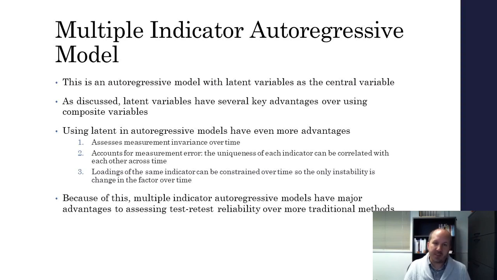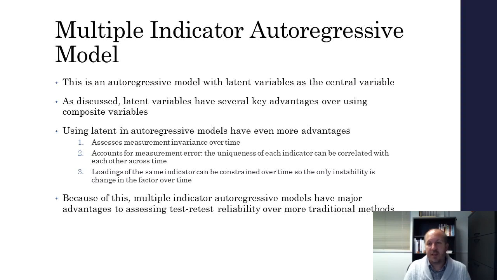Typically in write-ups they won't say multiple indicator autoregressive, they'll just say autoregressive. So in this model, we're really looking at that latent variable moving from time 1 to time 2 to time 3. We're looking at the stability of that across time.